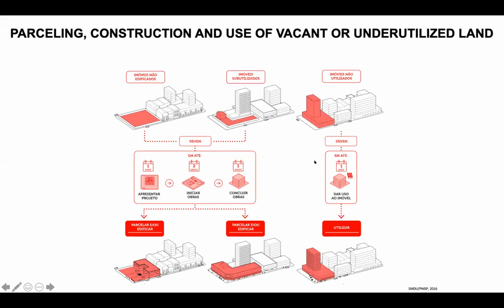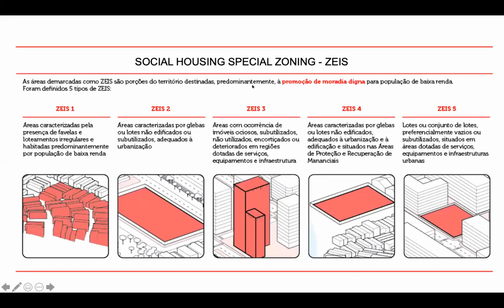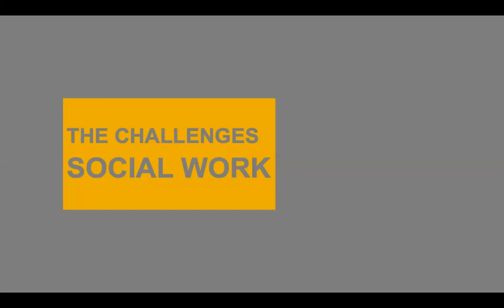The other instrument is to parcel, build and use vacant lands, associated with inclusionary zoning. This is the location challenge that we had faced in the master plan that enabled us to acquire some buildings. Okay, this is the social work I can talk about later on. Thank you very much.